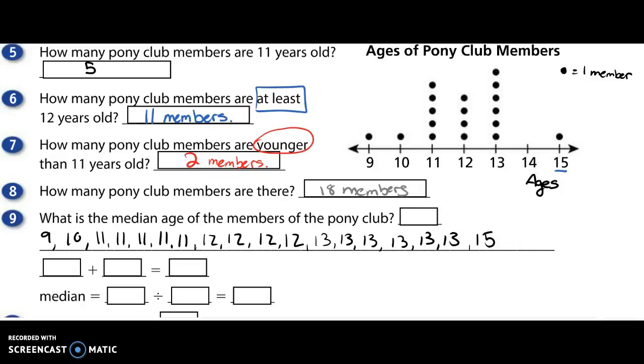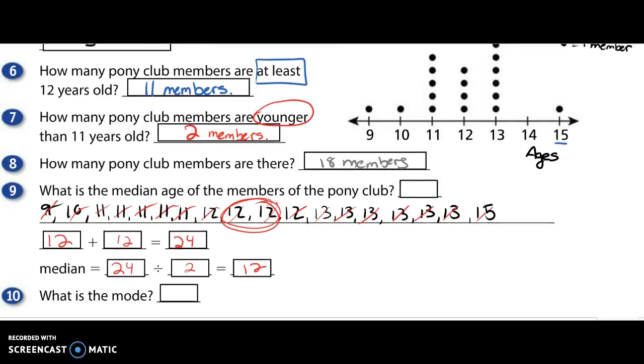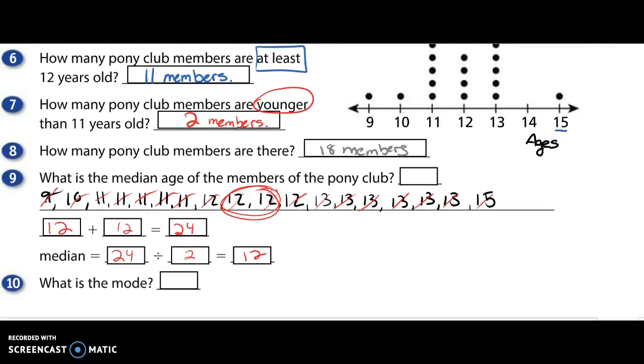I'm going to use a red pen to cross out as I go. So 9 and 15, 10 and 13, 11 and 13, 11 and 13, 11 and 13 again, another 11 and 13, 11 and 13, 12 and 12, 12 and 12. Well, these two are in the middle, 12 and 12. I can technically add them together and get 24 and divide by 2 to find the mean of those two, but we should also be able to think about this. What's the middle of 12 and 12? Just 12.